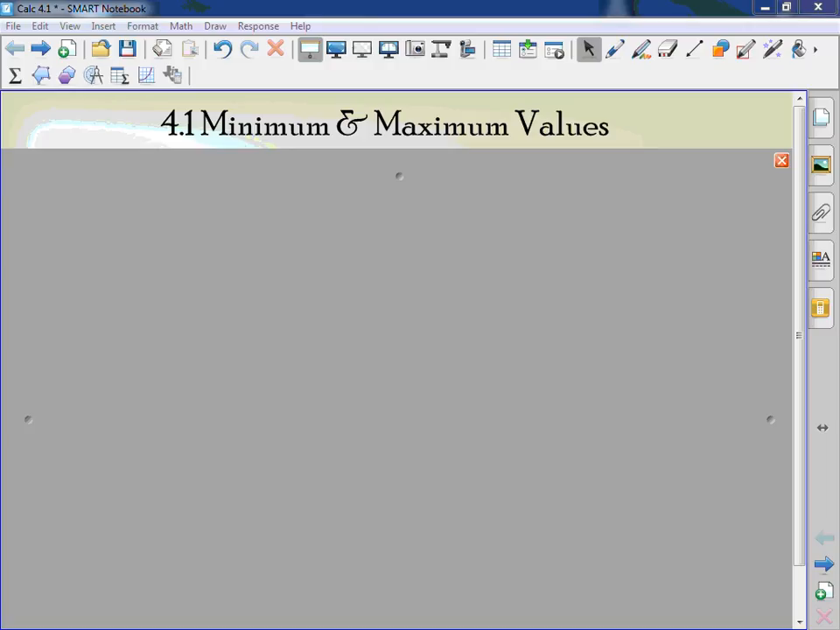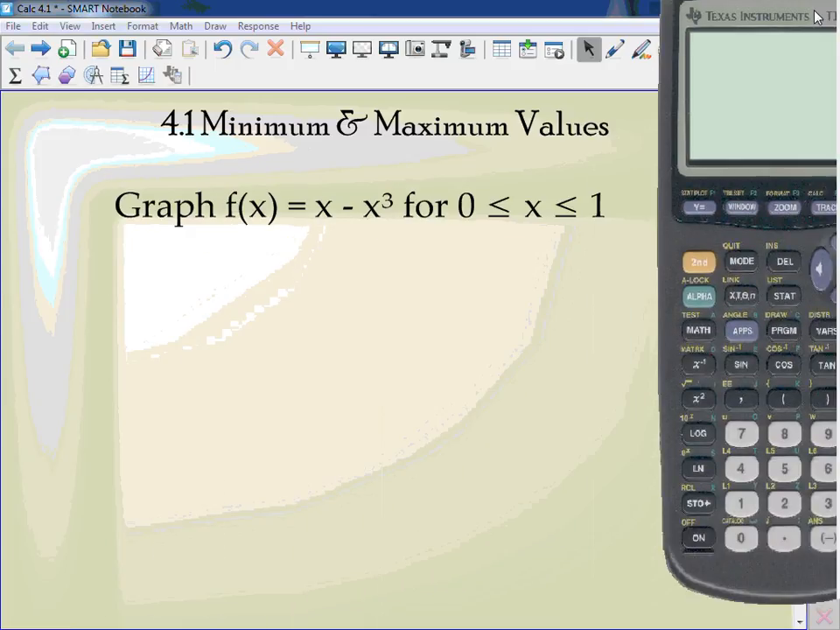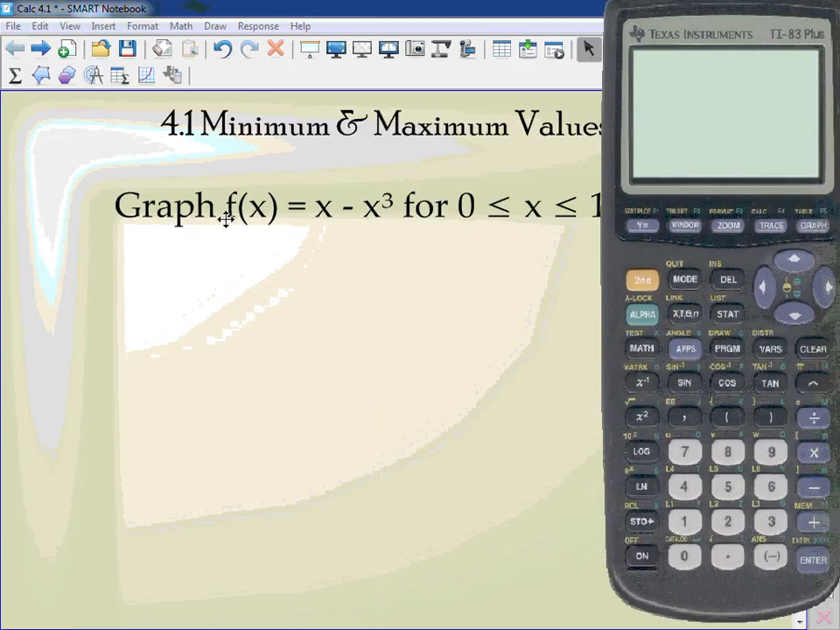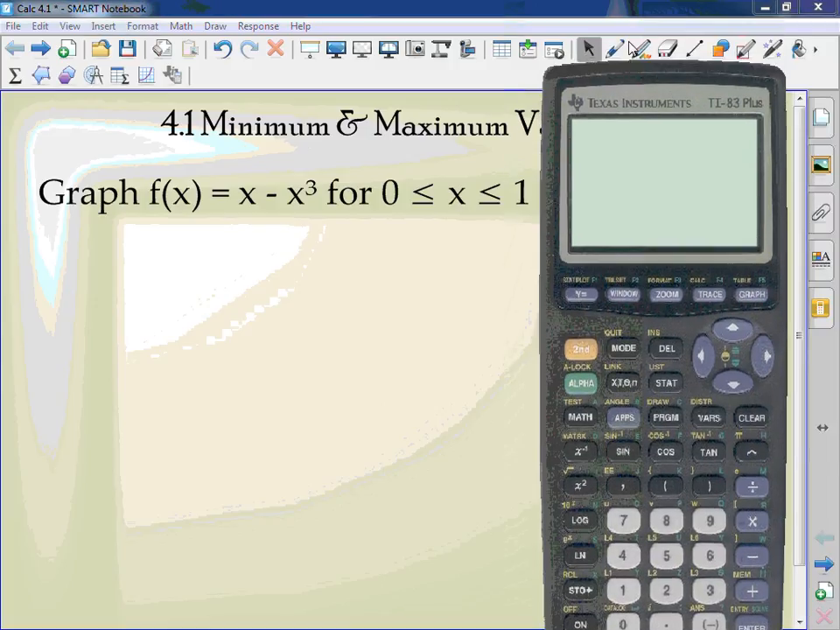Today we're starting 4.1, minimum and maximum values. We need our calculators. This is one important thing we need to be careful of. Is 0 less than or equal to x less than or equal to 1? That is the only spot I am looking at on the graph.